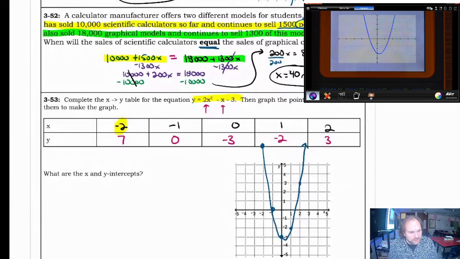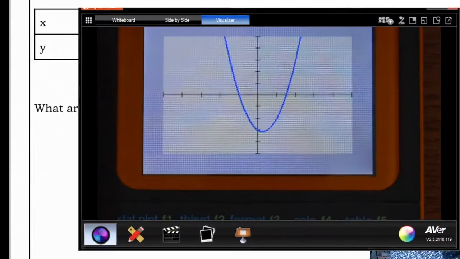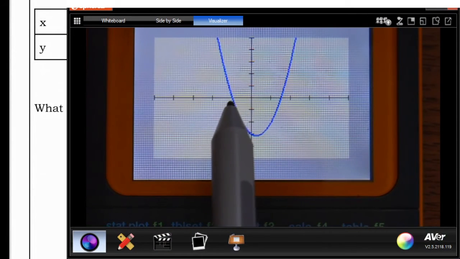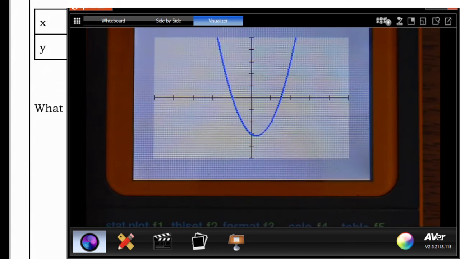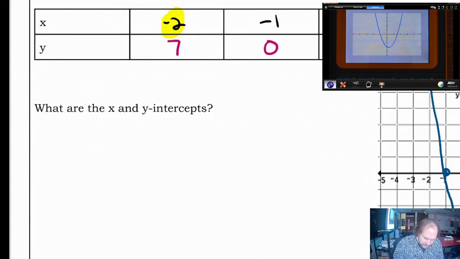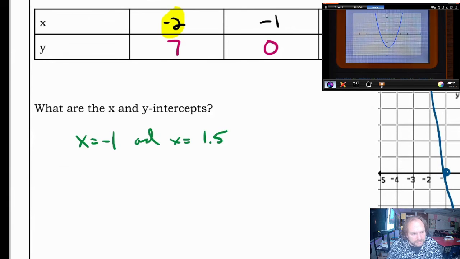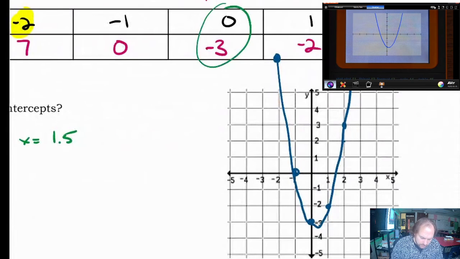Kind of a bonus question here is, what are the x and y intercepts? There are 2 x-intercepts. You can see them on the graphing calculator. They are right there at negative 1 and right there at 1.5. You might see them on your graph: x equals negative 1 and x equals 1.5. The y-intercept, there's only one of them. It's right there on the graph at negative 3. And we saw it on our table right here, negative 3.